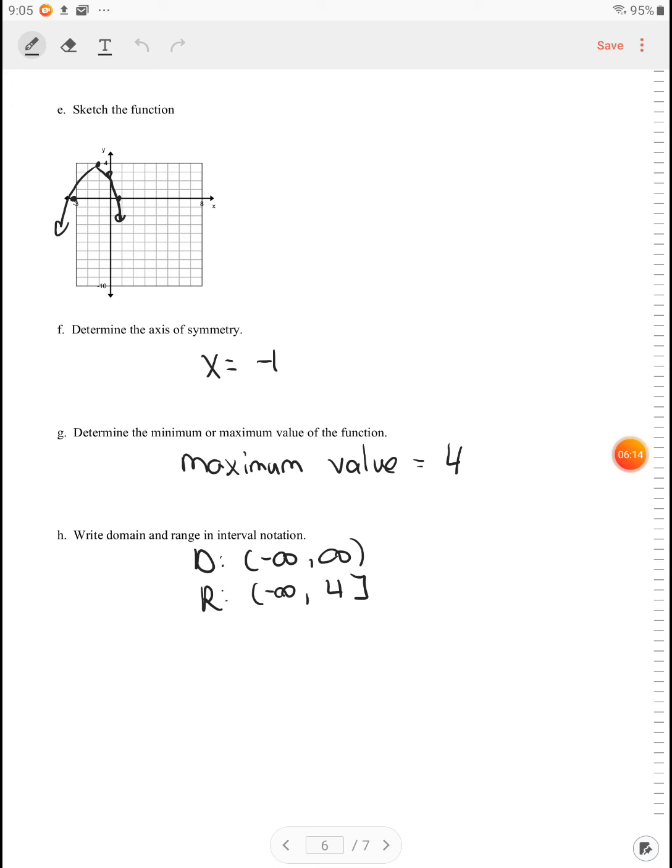The minimum or maximum value, because it opens down, we have a maximum value equal to 4. Your domain is -infinity to +infinity, and your range is -infinity to 4.